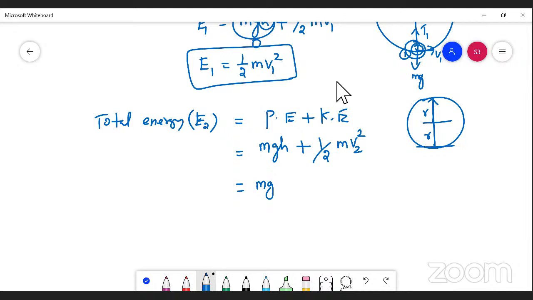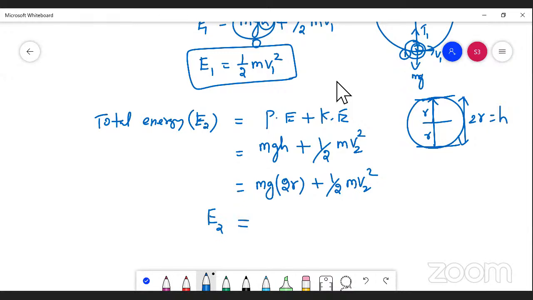So the height of the highest point is equal to 2r. The total energy at the highest point, E2, is equal to mg times 2r plus half mv2 square.